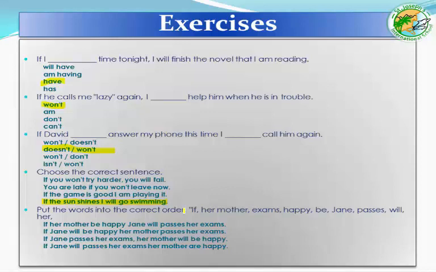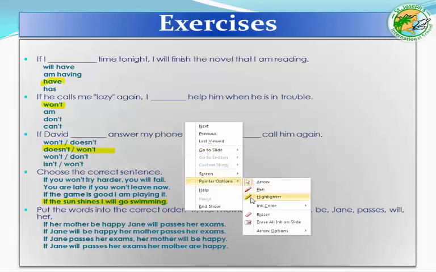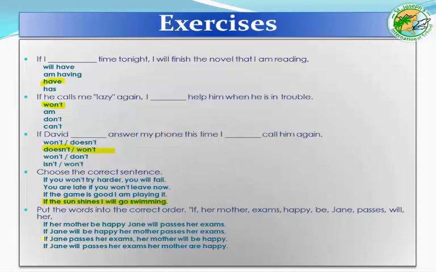Okay? So the correct one is, if her mother be happy, Jane will pass her exams? No. If Jane will be happy, her mother passes her exams? Do you think? No, I don't think. Let's look at this. If Jane passes her exams, present simple, what will happen? Her mother will be happy. Right. So here, the correct one is when I say, if Jane passes her exams, what will happen? Her mother will be happy.